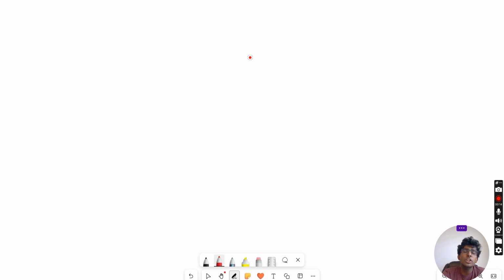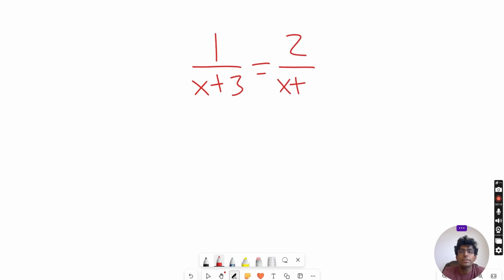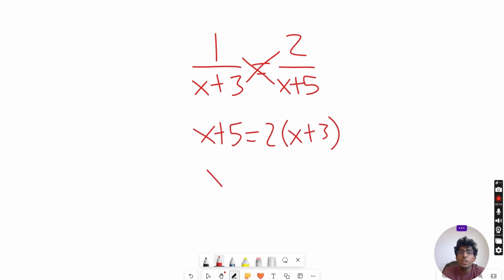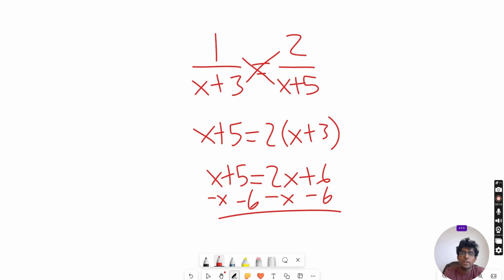Rational functions. Basically, you'll have something like 1 over x plus 3 equals 2 over x plus 5. How do we do these? We're going to cross multiply, like this. So x plus 5 equals 2 times (x plus 3). Then we're going to distribute on the right-hand side. So x plus 5 equals 2x plus 6. We want to get the x's on one side and the constants on one side. We want the x to be positive if possible. So we're going to move our x's to the right, and then we're going to move our constants to the left. And we're going to get negative 1 equals x.